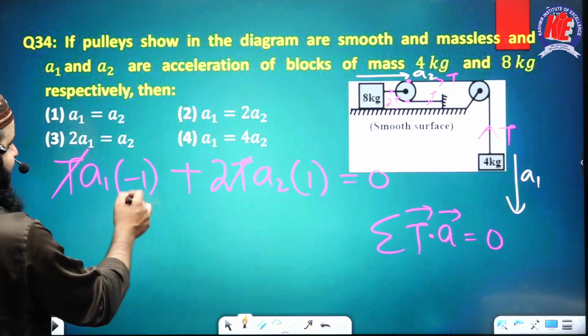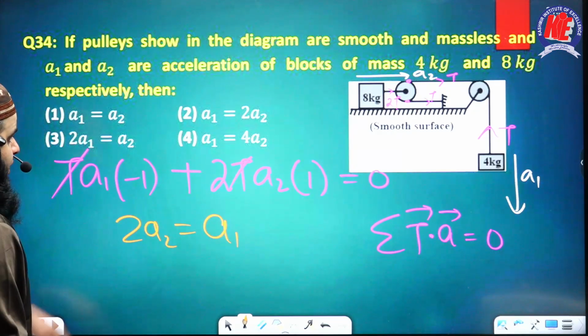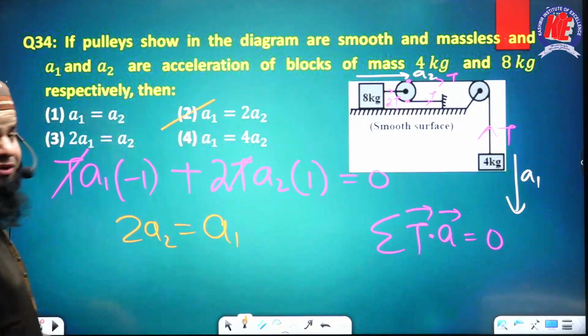A1 into -1 is minus A1, so when you bring it there it becomes plus A1, and here what remains? 2 times A2. So A1 is equal to 2 times A2. The option 2 is the right one.